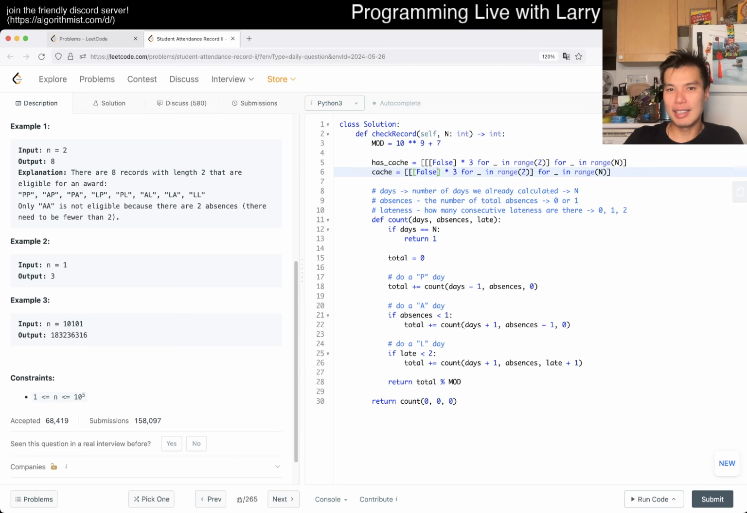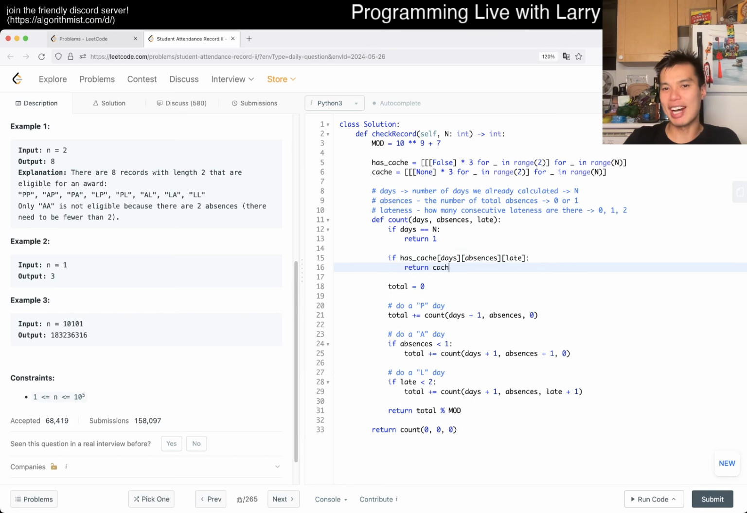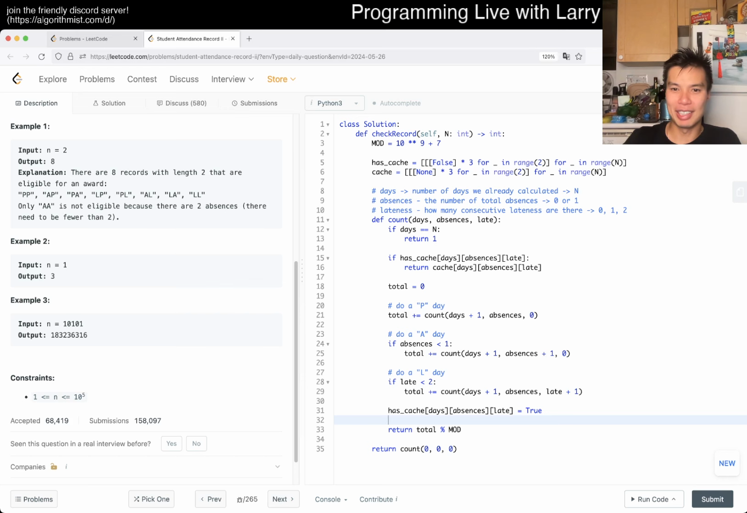And the way that I like to write it in these teaching examples is to have the dimensions separated, so you don't have to worry about anything. So there's cache, days, absences, still have to figure out how to type it correctly. Then we return the cache, because if we have it, then we should return it. Otherwise, after we do all the calculations, we store the result in the cache. And that's pretty much it.